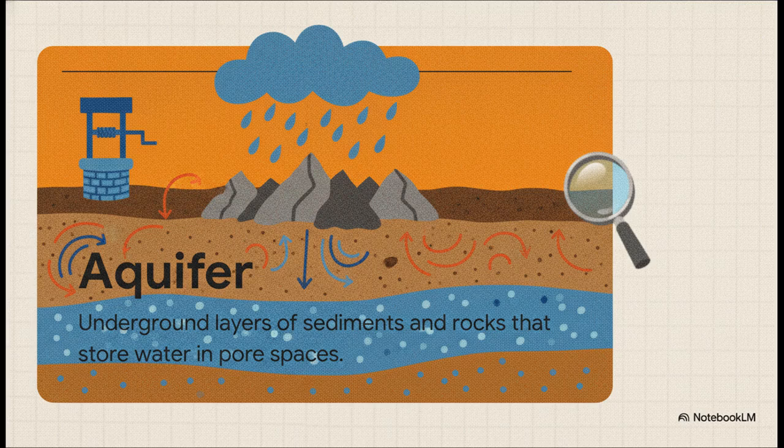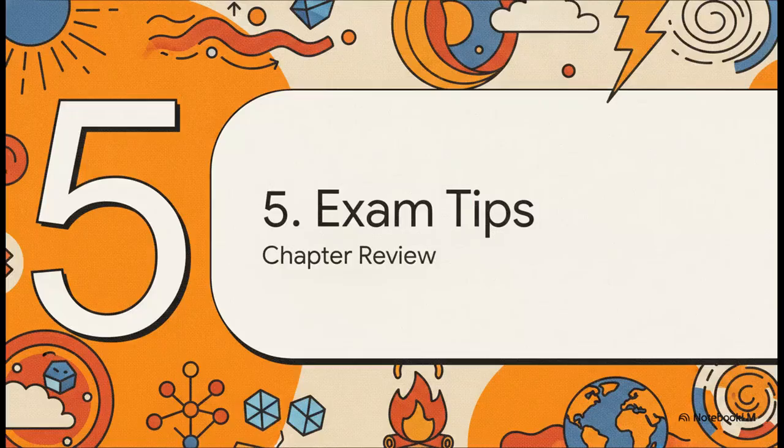And where does all that seeping water eventually end up? Well, it collects in something called an aquifer. Mark this one down, it is a highly probable exam term. An aquifer is basically this underground layer of sediments and rocks that acts like a giant natural sponge. It stores all this groundwater right in its tiny pore spaces. So when people dig a water well to get fresh drinking water, they are literally drilling straight down into an aquifer.